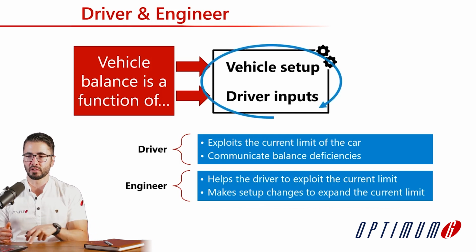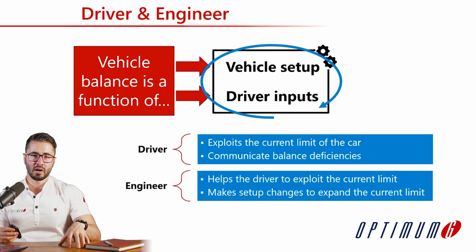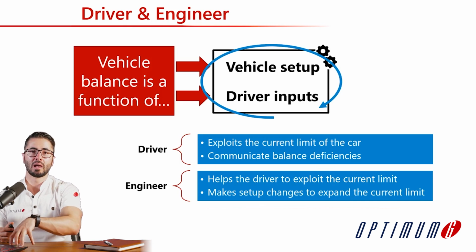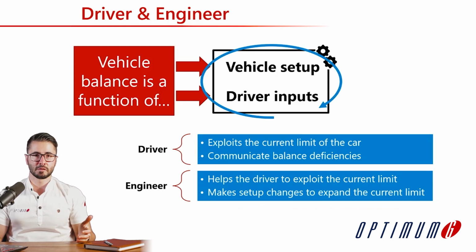There is an iteration where we are both working with the driver to make sure that he exploits the limit, and the engineer making setup changes to allow the driver to exploit this limit or even expand the limit of the car. In summary, we saw how driver inputs are going to be influencing the balance of the car, how the brake and the throttle are going to influence understeer or oversteer directions. And then we also understood how we know when it's a driving issue or when it's a vehicle setup issue, and how we should be working with both of them to extract the ideal setup and ideal car performance from both the driver and the car.